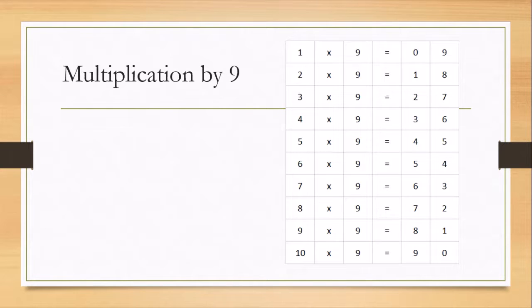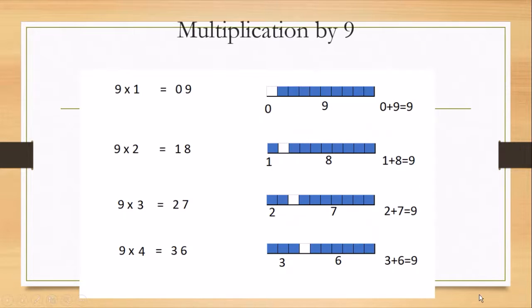And also multiplication by 9, there is a nice pattern here. The sum of the digits is always 9. 2 times 9, that's 18. 1 plus 8 is 9. 3 times 9, 27. 2 plus 7 is 9, and so on. So you have to see this pattern. The sum of the digits is always the same, which is 9.